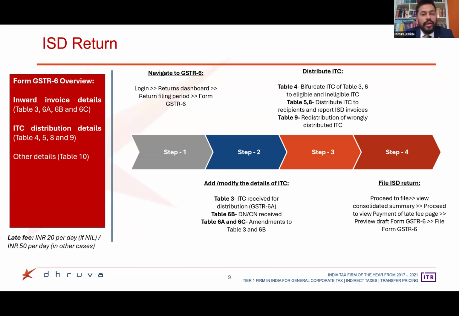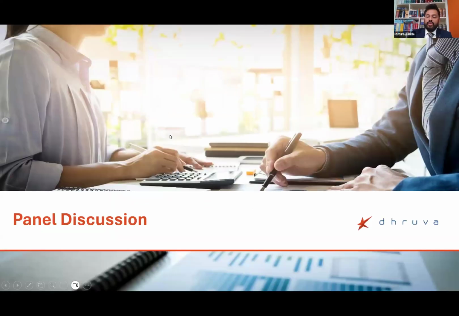At the back end, the organizations will have to work out the proportion in which input tax credit needs to be distributed across the registrations. On the basis of that proportion, the distribution will have to be recorded in the ISD return, and then we file that return. So that's really the steps which we need to follow as a part of the ISD registration. I'm sure many of these things you were aware of, but we wanted to cover it as a refresher for all the participants.